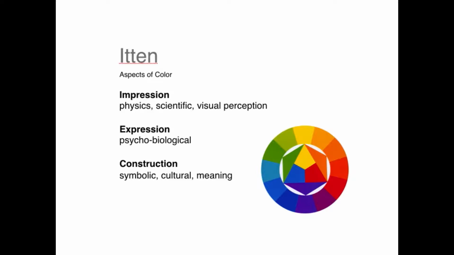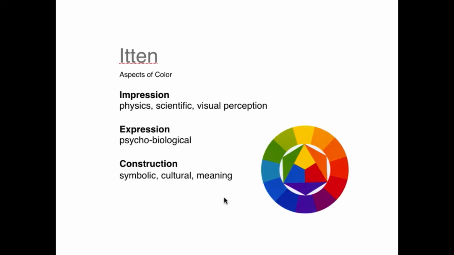Itten also proposed 3 aspects of color study in the way that artists and designers use color. Impression is the physical, scientific idea of color, and that's the absolute understanding of color. Albers' theory of color relativity would fit in the impression zone. Expression are the psychobiological aspects of color, the effects of color on the human being, both physically and psychologically. And then construction are the meanings of color, the symbolism, cultural meanings, so that when we use color in communication, then that's where construction comes in.